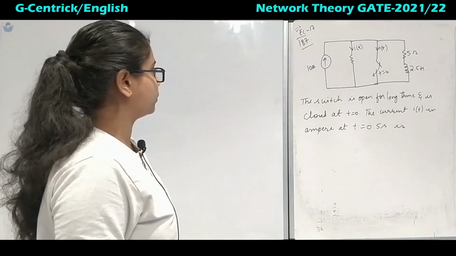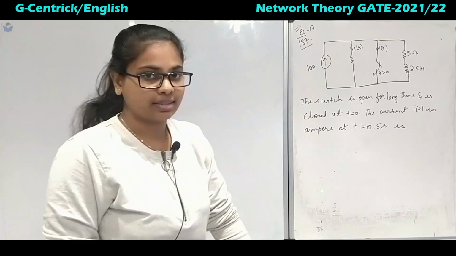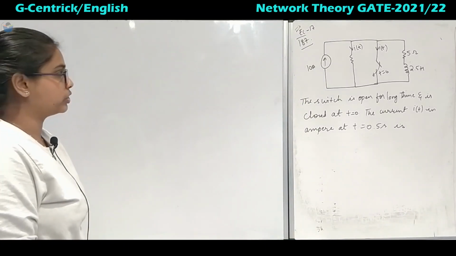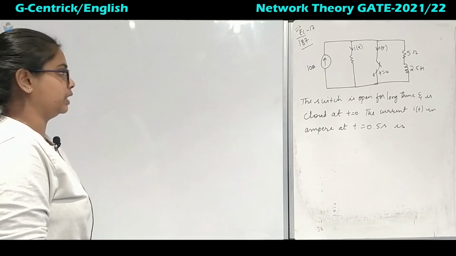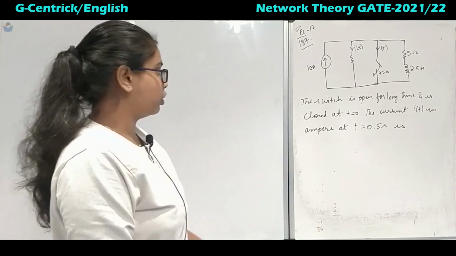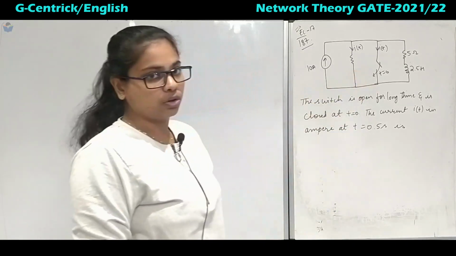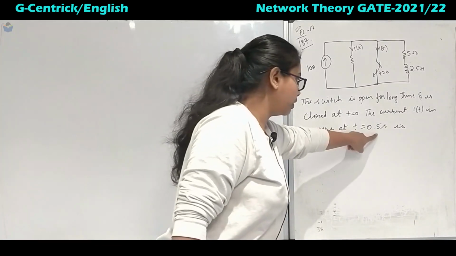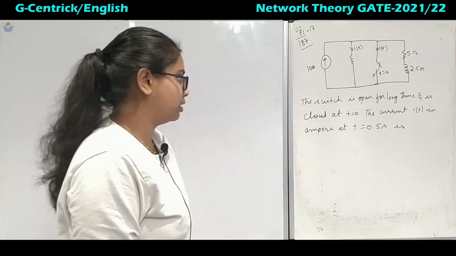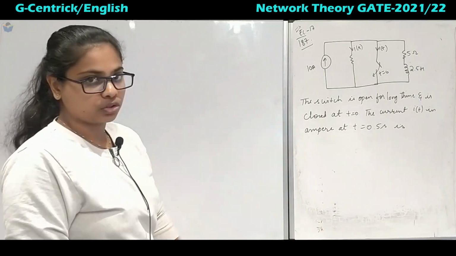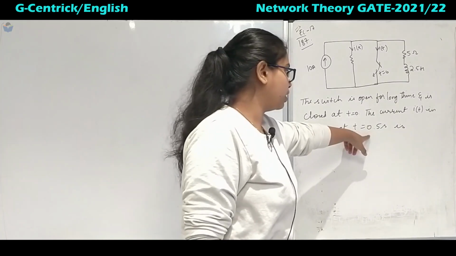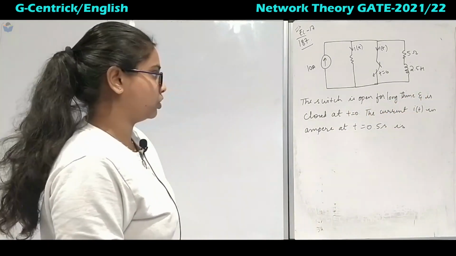So now in this lecture we will see question number 187. This was asked in electronics and communication branch in 2017. The switch is open for a long time and it is closed at t equal to 0. The current i(t) in ampere at this point, that is at 0.5 seconds, is... So we have to find the generalized equation of i(t) and then substitute this t value in the generalized equation.